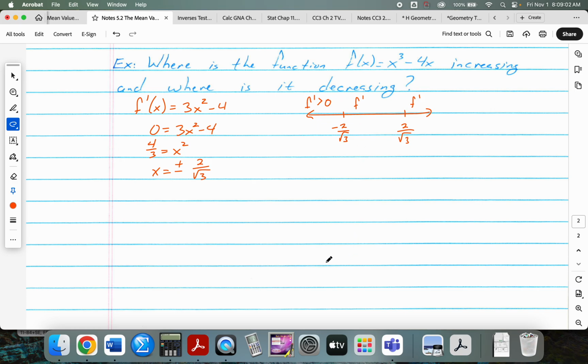And you can do these pretty quickly sometimes because we don't care about its actual value when we're checking. We only care about whether it's positive or negative. So that means that f is increasing on this interval. All right? So on the interval from negative 2 over the square root of 3 to 2 over the square root of 3, what would be an easy point to check? 0. Substitute that in, we get a negative. So f prime less than 0. So f is decreasing on this interval.